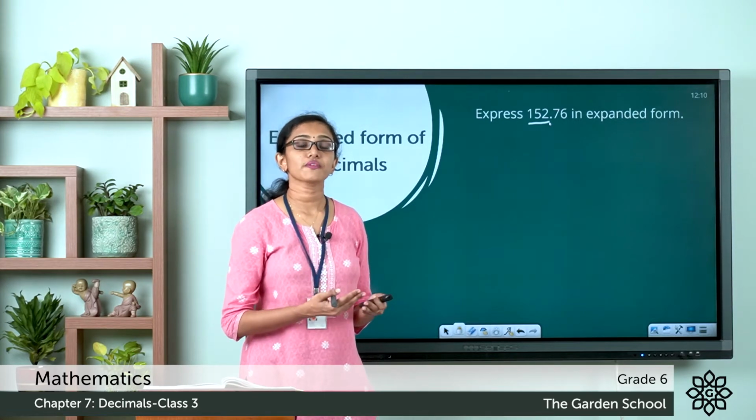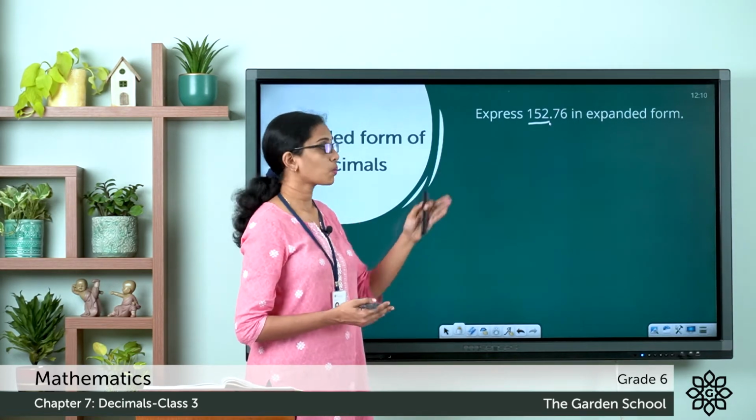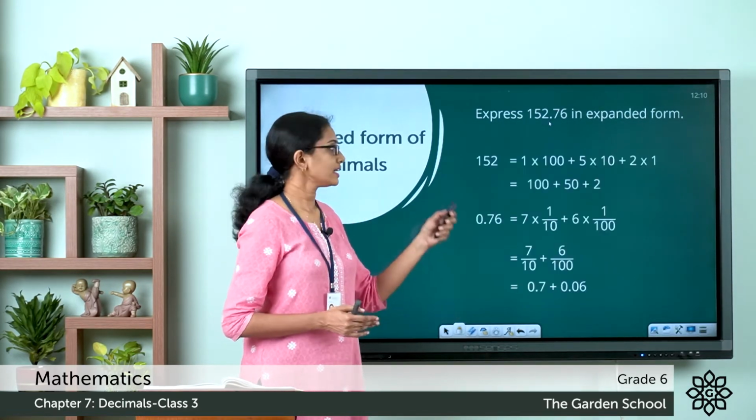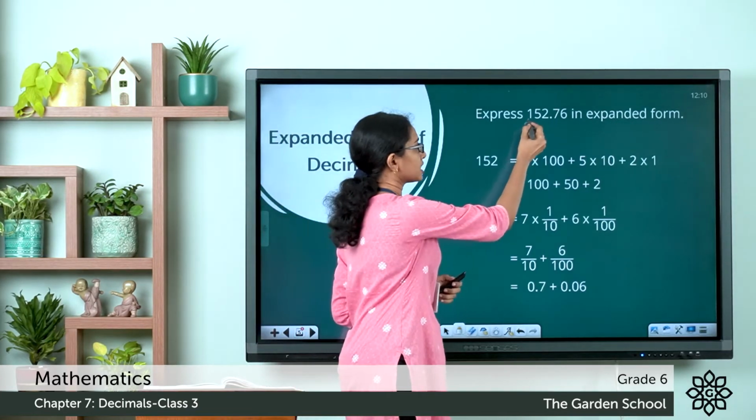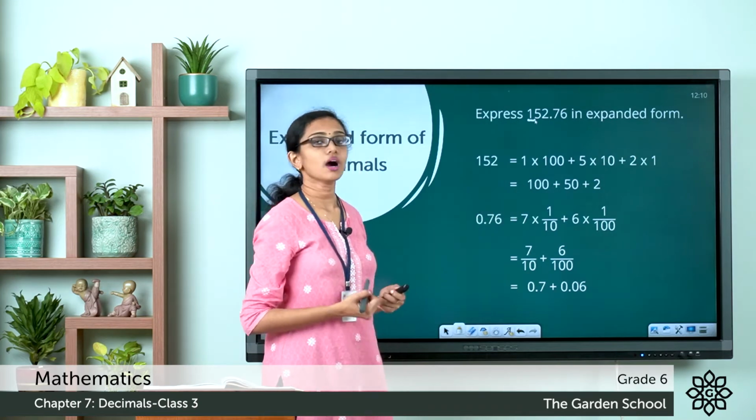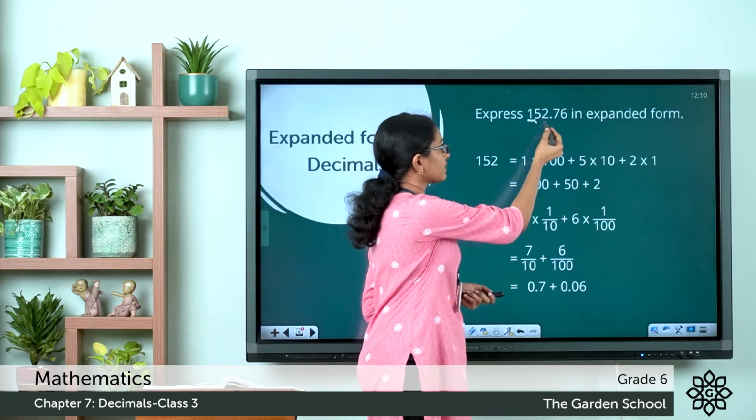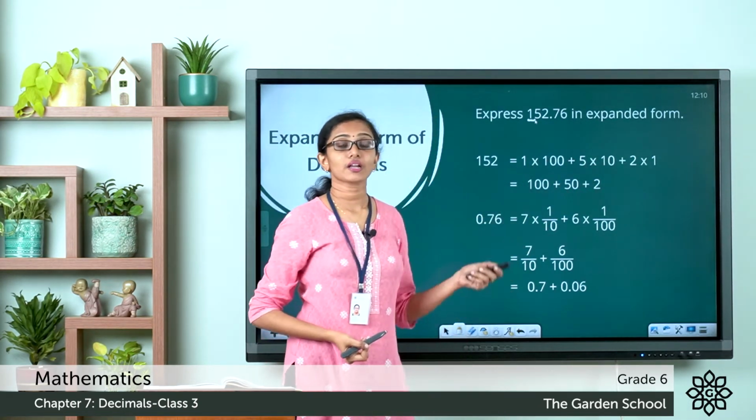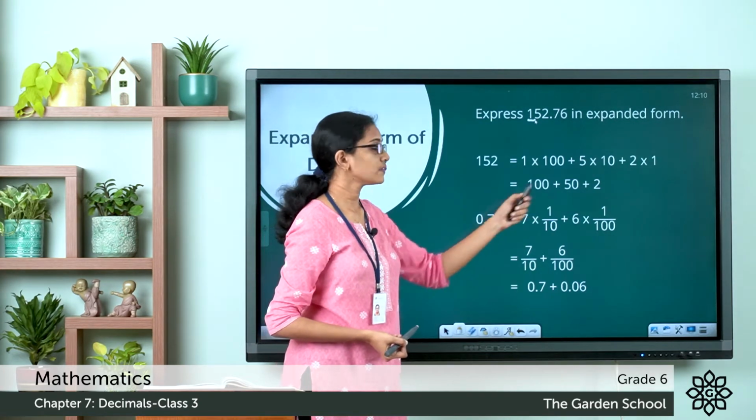So, what is the place value of each of the digits in the number 152? Let's see. 1 is in hundreds place. So, its place value is 1 into 100, that is equal to 100. Now, 5 is in tens place. So, its place value is 5 tens or 50.